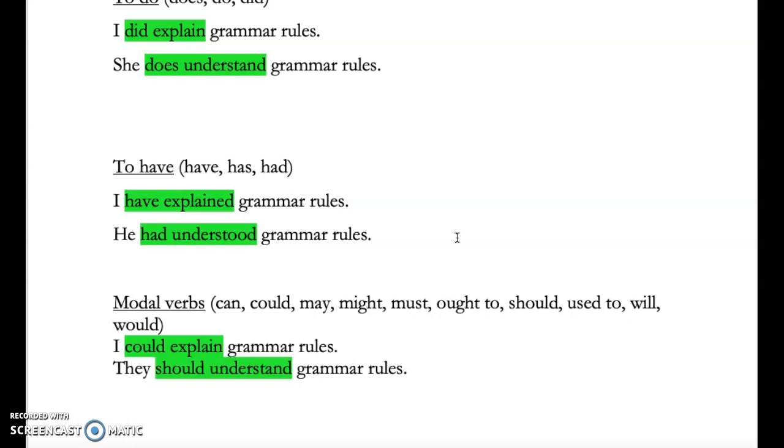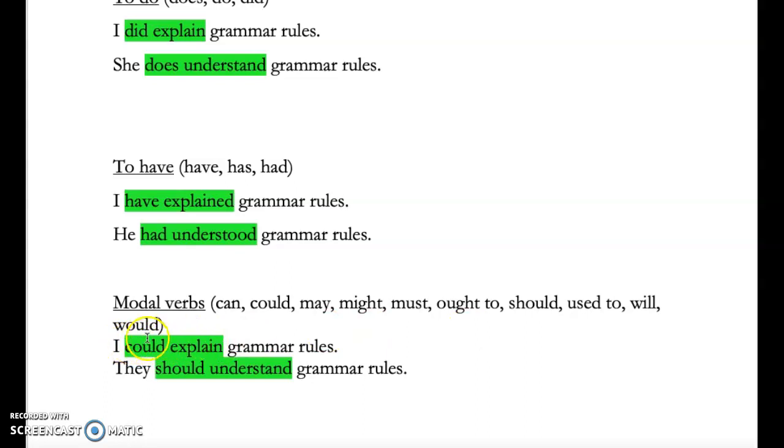I should go to the store. I used to go to the store. I will go to the store. And I would go to the store. And as you hear those different versions of that sentence, I hope you can see that there are different possibilities and different likelihoods of me going to the store.